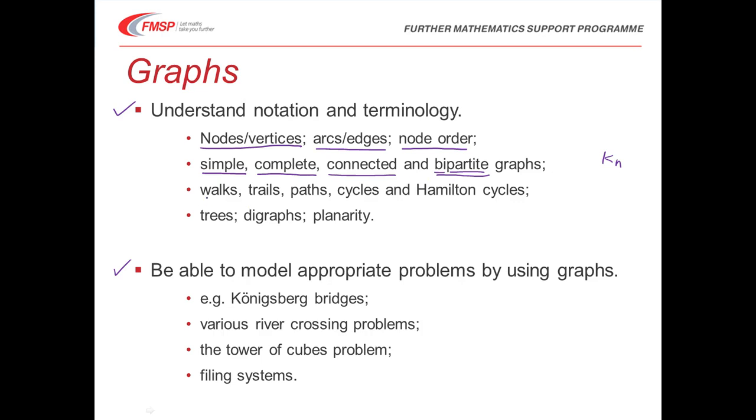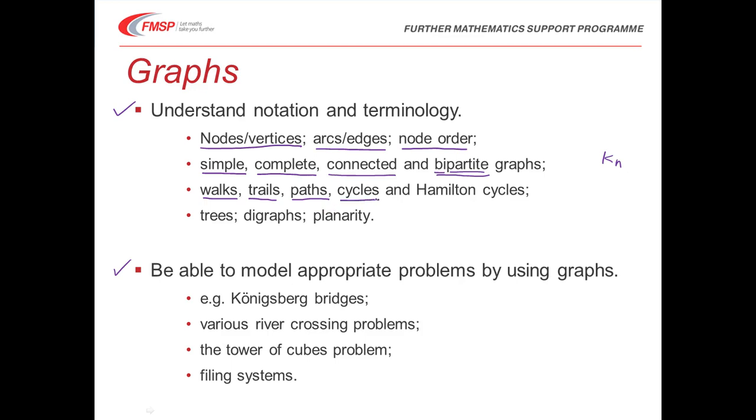Now then, three words that I have to think about very carefully. Walks, trails and paths. A walk is a sequence of consecutive edges. A trail is a walk where all the edges are distinct. In other words, no edge is repeated. And a path is a trail, in other words a sequence of consecutive edges with no repeated edges, where every vertex is distinct. So it's a trail where no vertex is repeated.